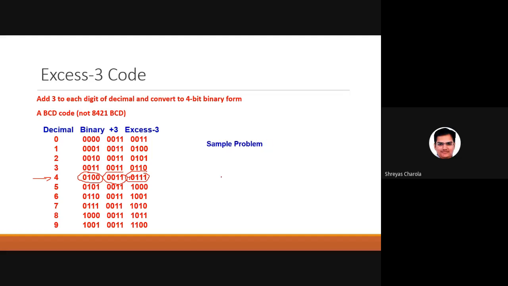For example, take this as a sample problem. So I have 3, 5, 9. When I do the Excess-3, 3 plus 3 is 6. 5 plus 3 is 8. 9 plus 3, 9 and after that A, B and C. So this is C. So this is how we got the number.